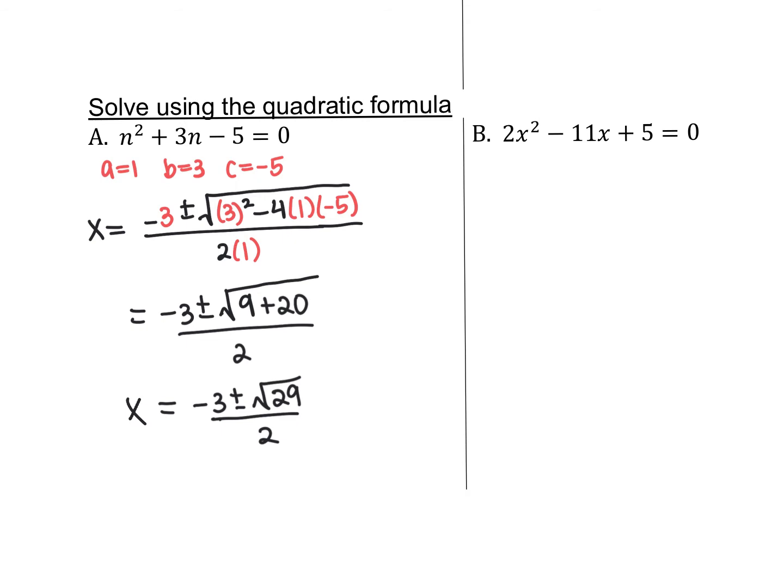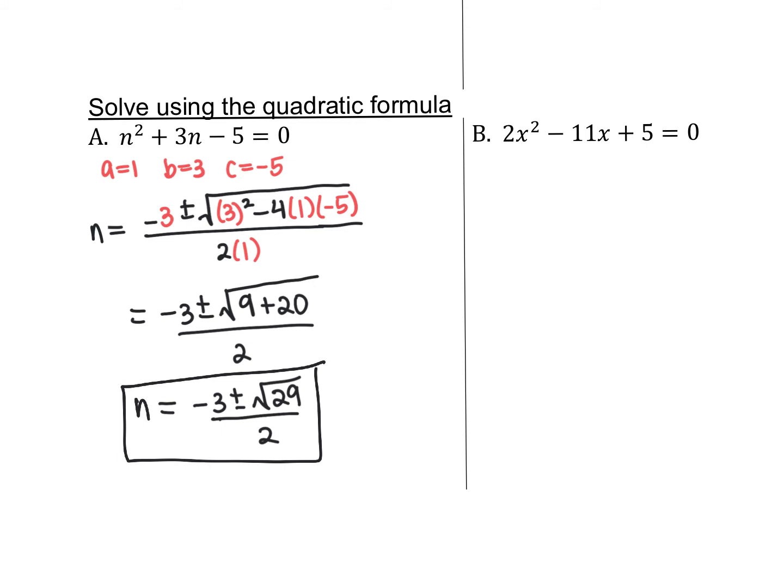Okay, so my answers, oh, it should be n though. N equals, because the variable I'm solving for is n. So n equals, hold on, -3 plus or minus the square root of 29, over 2. And that represents both answers, because remember there's one with a plus and one with a minus. Okay, let's go ahead to b.